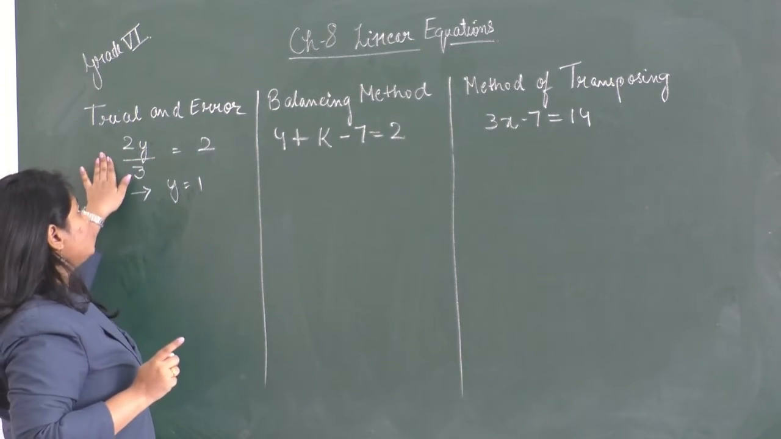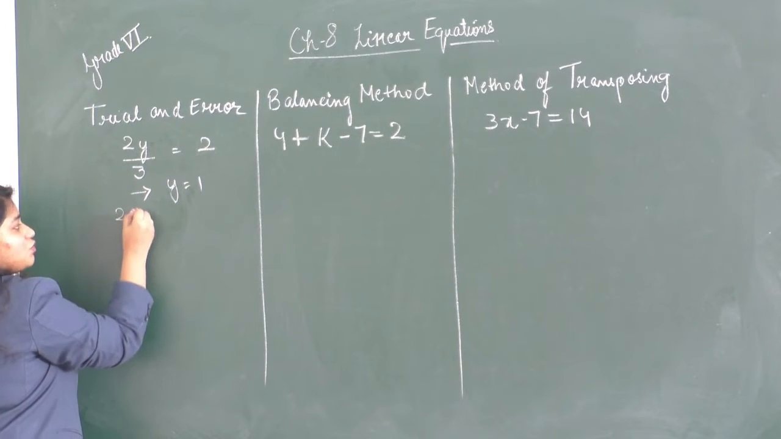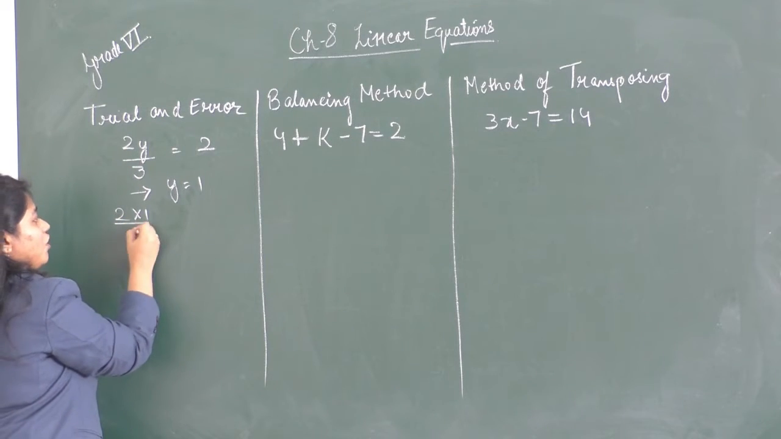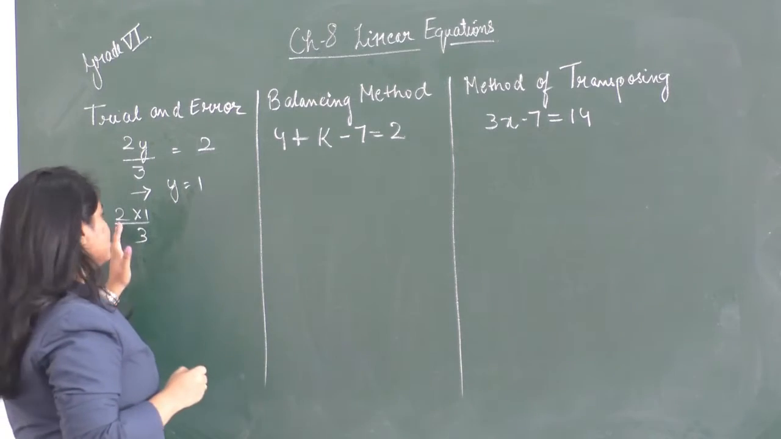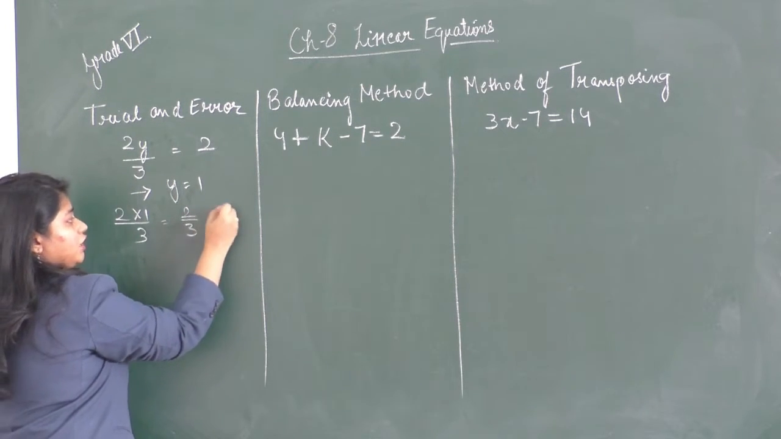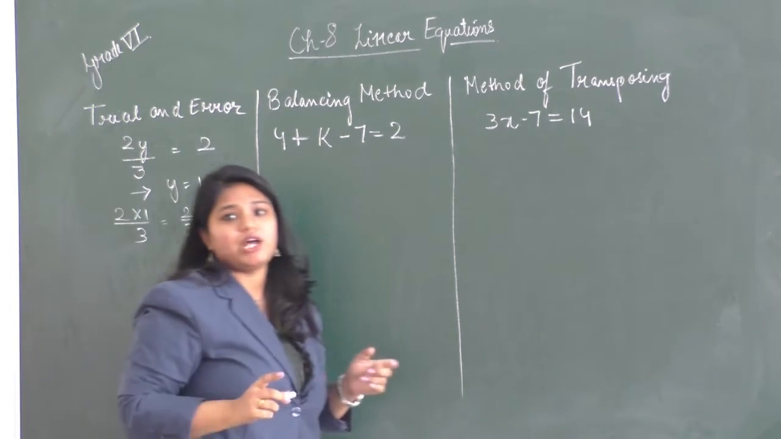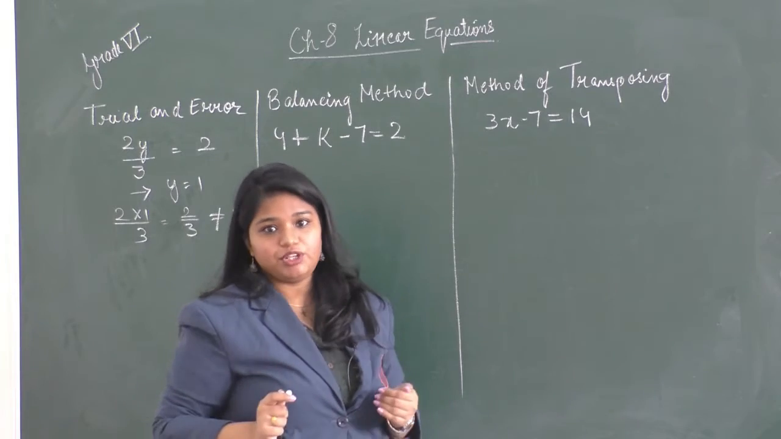Now here you can see 2 and y are getting multiplied with each other. So it will be 2 into 1 upon 3. Now we know that 2 upon 3 is not equal to the RHS. So that means y equals 1 is not the solution of the given equation.